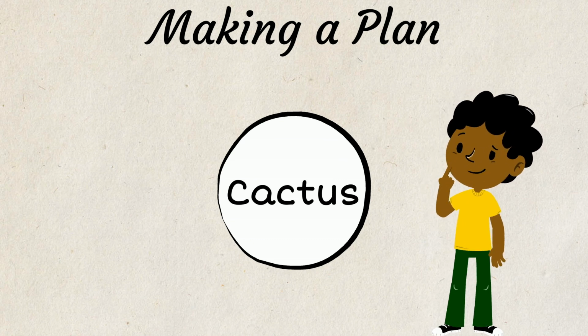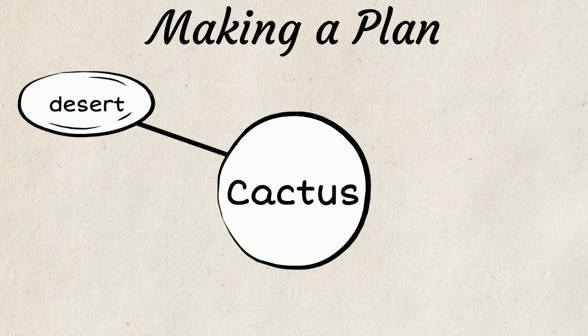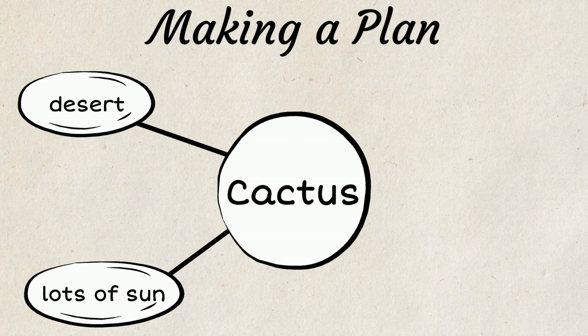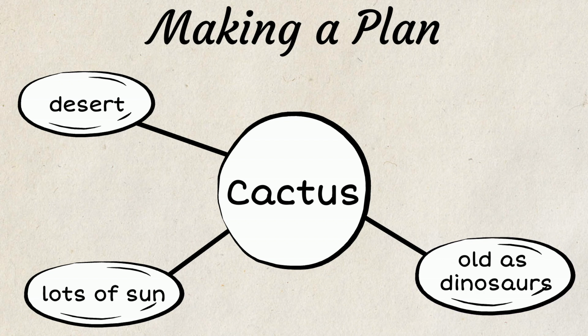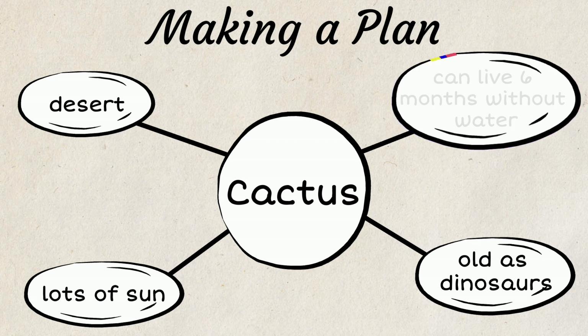Well, I know a cactus can be found in the desert. I also know a cactus can live in very hot climates where there's lots of sun. Oh, and I read in a book that the cactus is as old as dinosaurs. That is a fact. Another fact I read is that a cactus can live up to 6 months without water. That's a very long time.